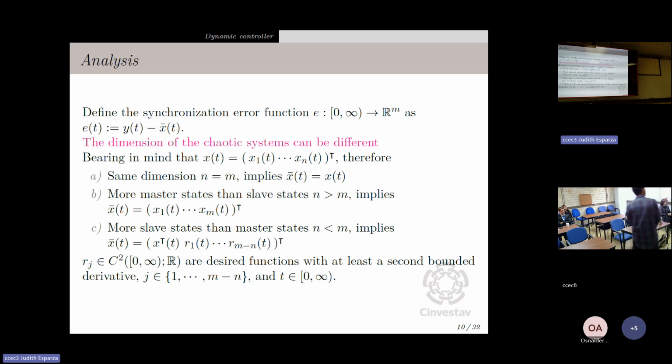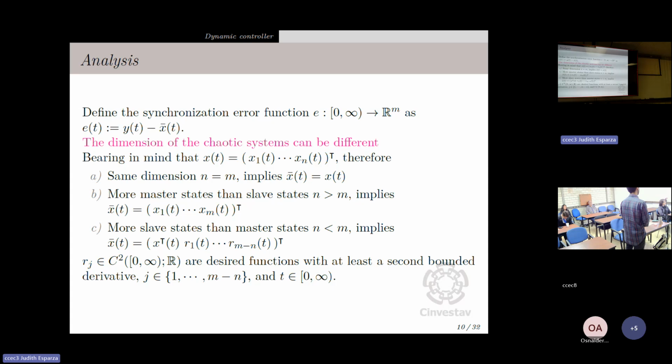When you define this extended state X bar, you are taking the states of the original leader system, that can have fewer states than the follower. So to have correspondence on dimensions, then you add these R functions. In this point, you put that these R functions are time dependent. Could it be state dependent or not? I mean, depending on the other states of the leader system. Yes, or not. There is no problem to consider this desired function.